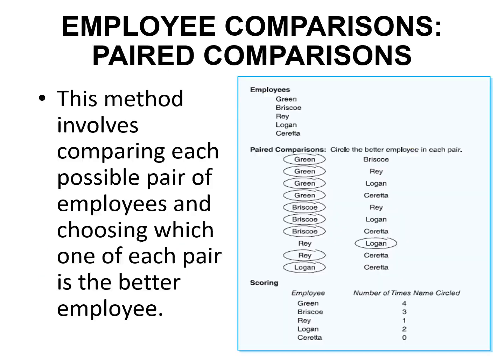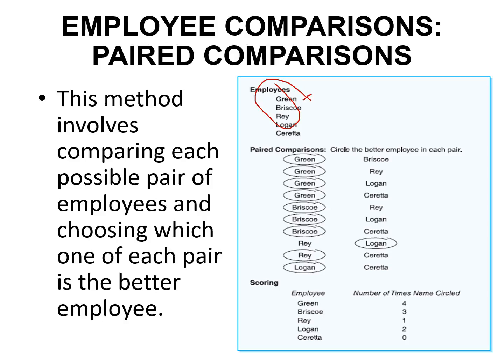Another way of comparing employees to each other is the paired comparison technique. When we say paired comparison, my dear students, what we're doing is, if you have five people in your department, you compare person 1 with persons 2, 3, and 4. Just like what you can see here on the screen. Green is better than Briscoe, Green is better than Ray, etc., while Logan is better than Ray.